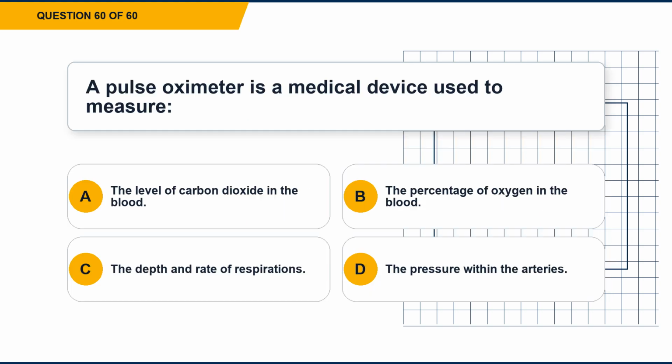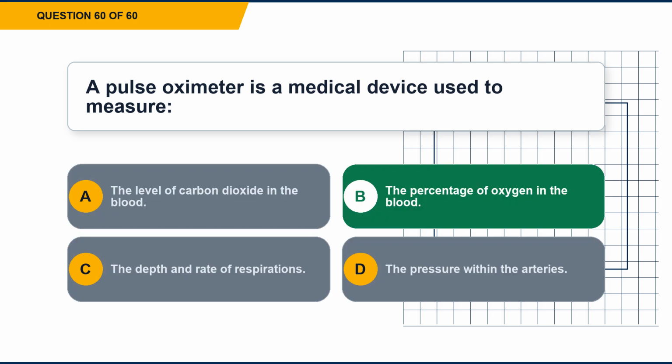Question 60. A pulse oximeter is a medical device used to measure. Option A, the level of carbon dioxide in the blood. Option B, the percentage of oxygen in the blood. Option C, the depth and rate of respirations. Option D, the pressure within the arteries. The correct answer is option B, the percentage of oxygen in the blood.